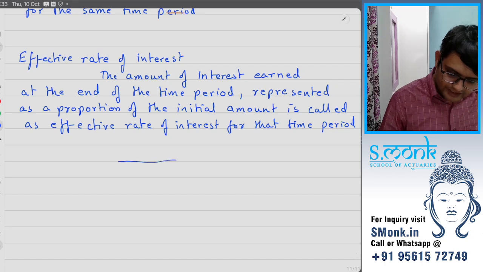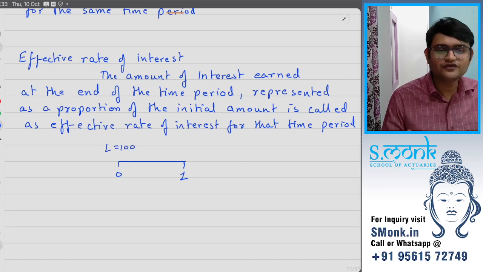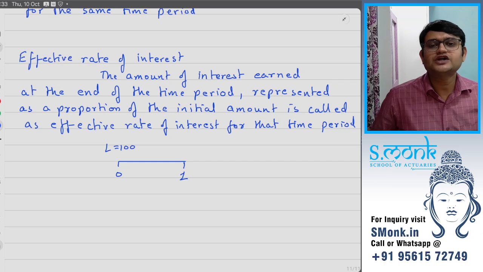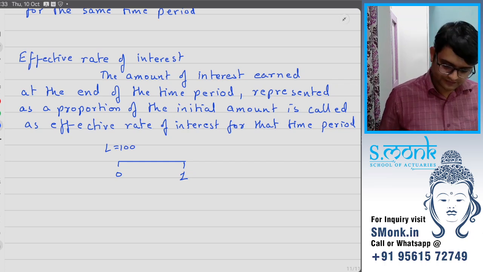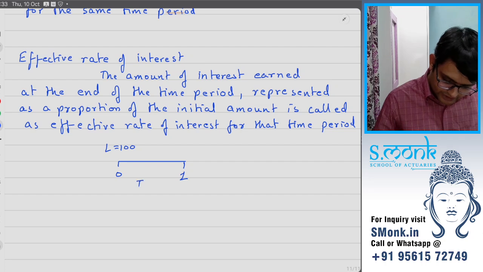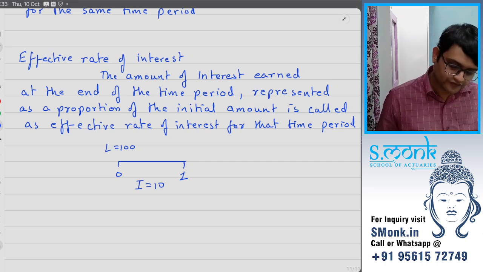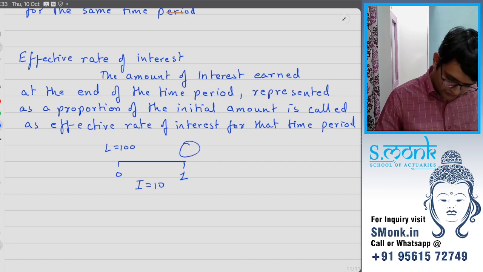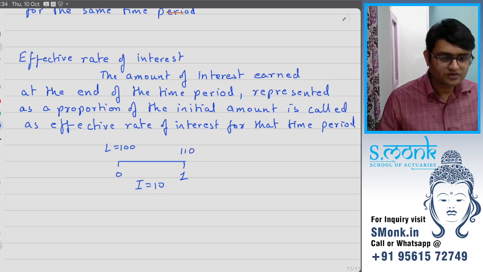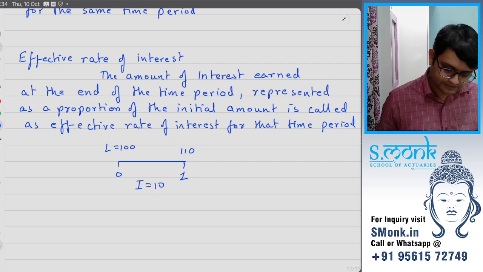Now if I give you a simple example, let's say you come to me and ask for a loan of 100 rupees. I say, okay, for every 100 rupees that I give you, I will charge you interest of 10 rupees. So how much will you return at the end of 1 year? You will return 110, right?